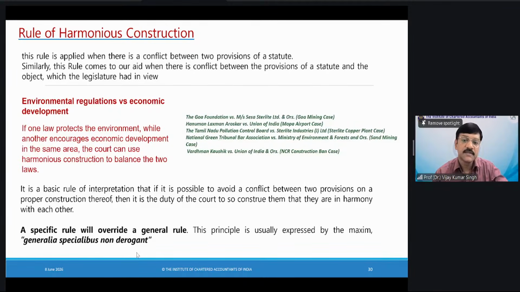Could you get the harmonious construction? No. Okay. So harmonious construction, let me explain in simple language.